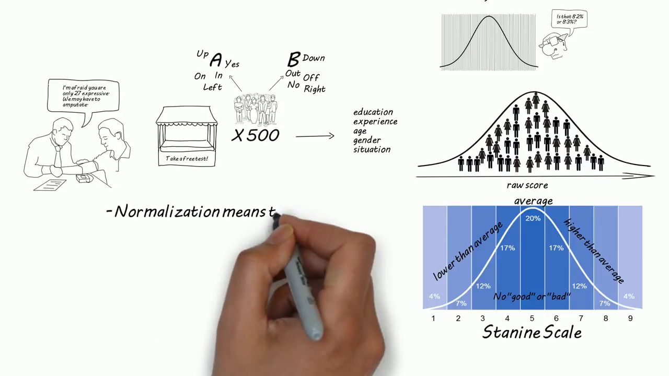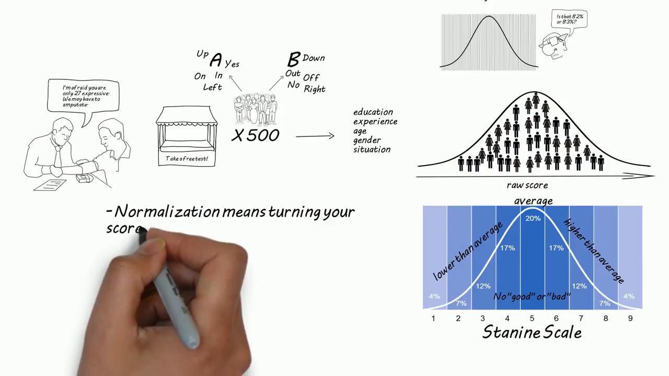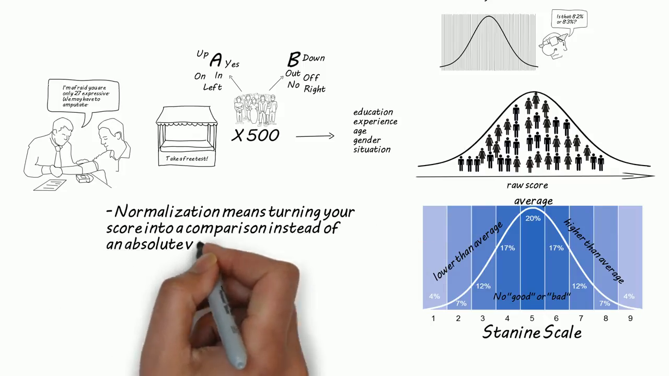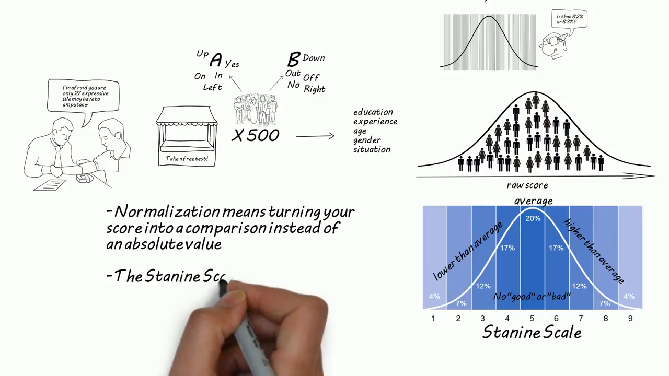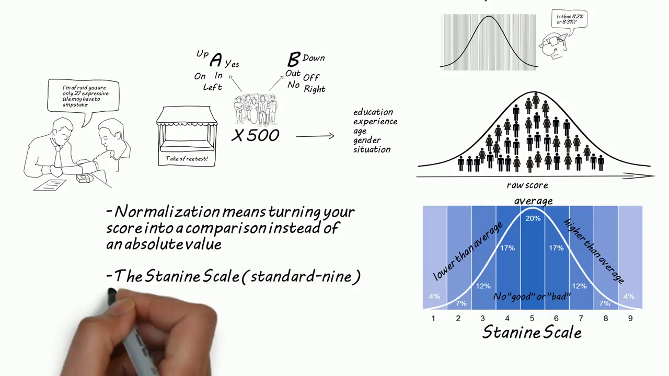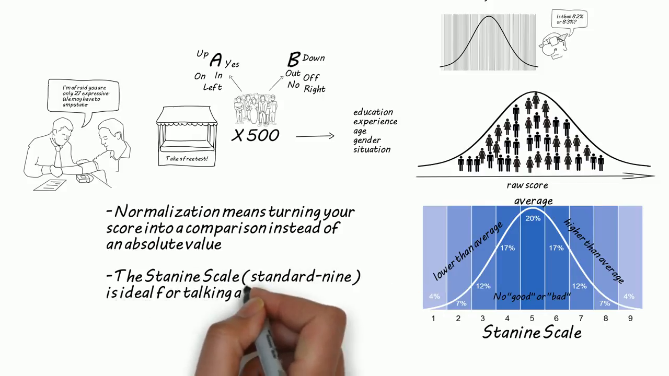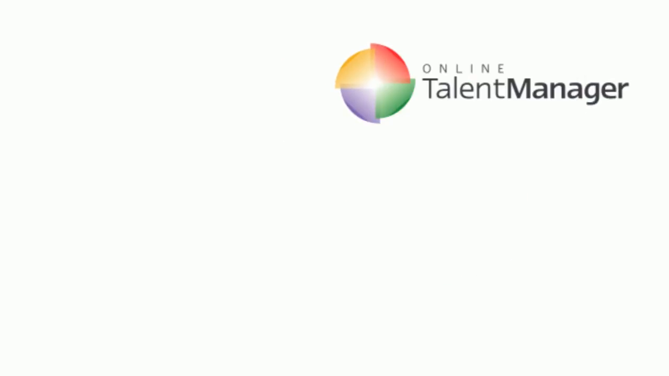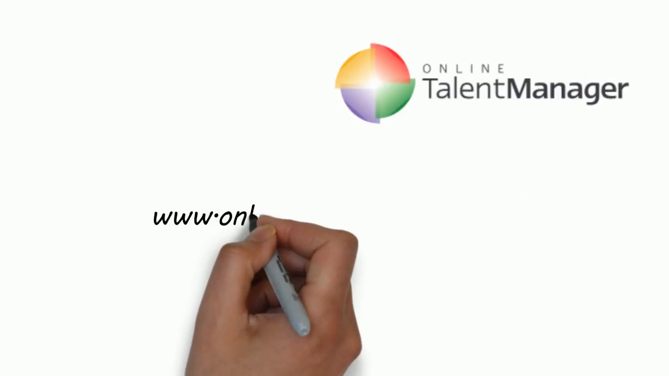To sum up, creating norm groups allows us to show a candidate's scores in the most accurate way possible by comparing them to people with similar situations in history. And the Stanine Scale gives us a way to normalize the results of a candidate in a meaningful way that shows how their scores compare with other people. I hope this has given you some foundation for understanding what norm groups are and how they are used to calculate your results here at Online Talent Manager.